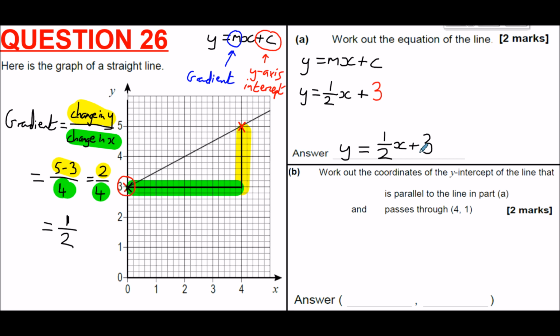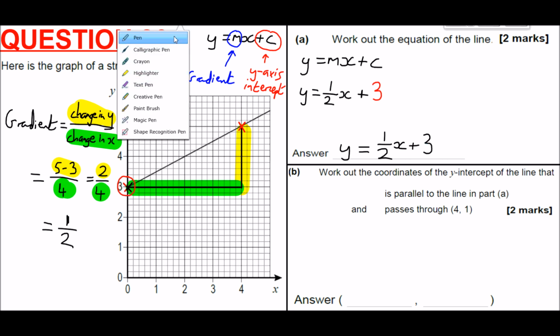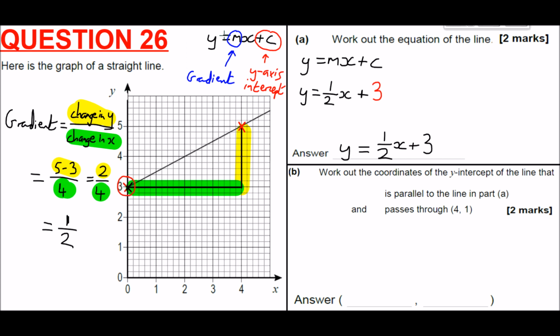Part B, what we need to do now is to work out the coordinates of the y-intercept of the line that's parallel to the line in part A and passes through 4, 1. So first of all, let's have a look at this graph and see if we can find on here whereabouts 4, 1 is. 4, 1 just means 4 along and 1 up. So 4, 1 is this point here. So we can just mark that on.